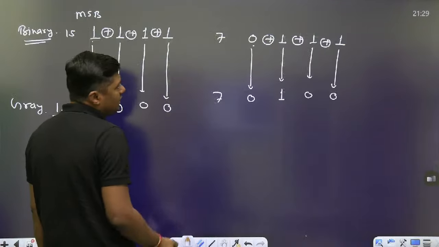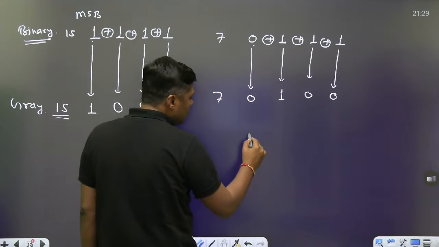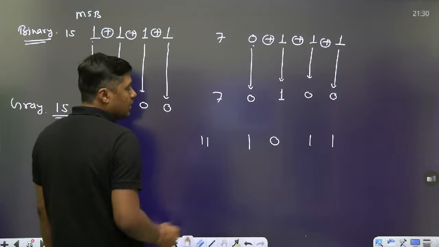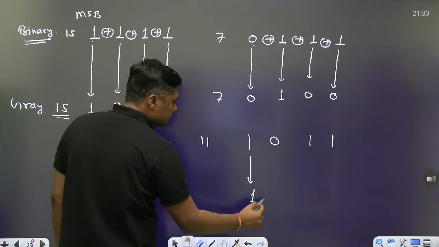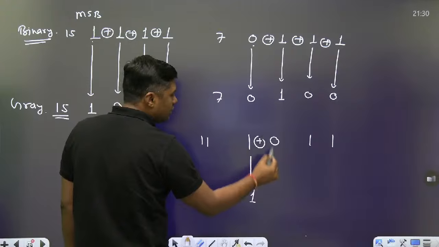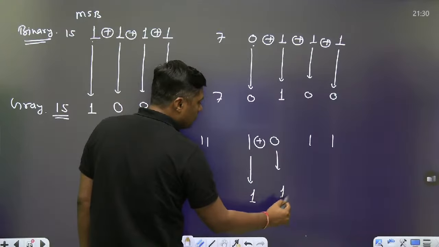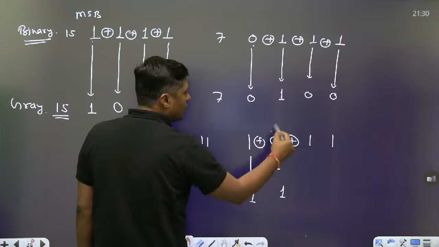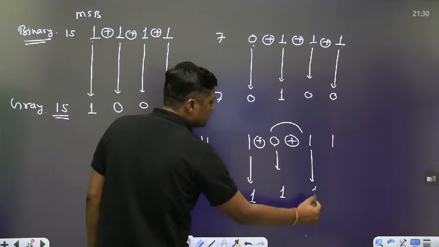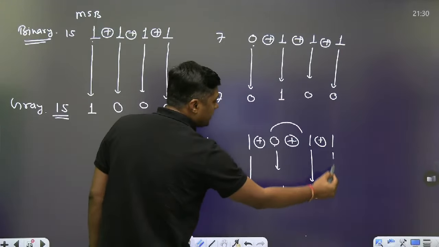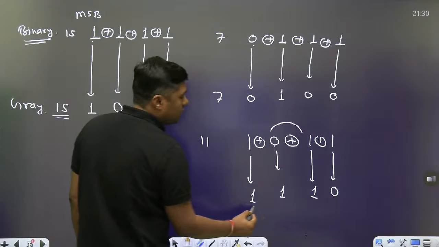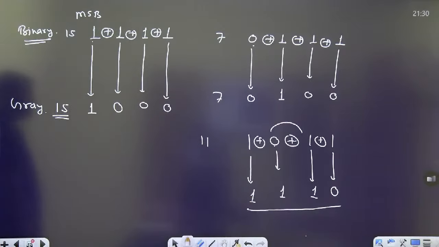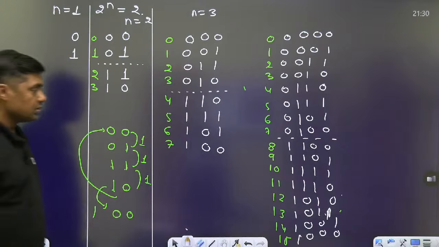For example, 11. 11 is what? 1 0 1 1. This is in binary. Right, MSB. Exclusive OR 1 0, it will become 1. 1 0 exclusive OR with 0 is what? 1. 0 exclusive OR with 1, it is 1. 1 exclusive OR with 1, it is 0. So what is the code for the 11? 1 1 1 0. This is the code for 11.